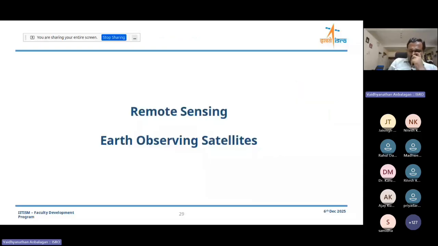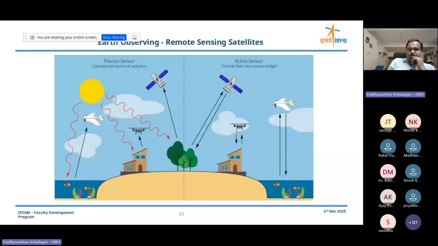And coming to one more application where phased arrays are used in space is in satellites. We call the satellites which do the observation of Earth remote sensing satellites. So normally, how a remote sensing satellite works: once a satellite is put into an orbit, the satellite has a payload.